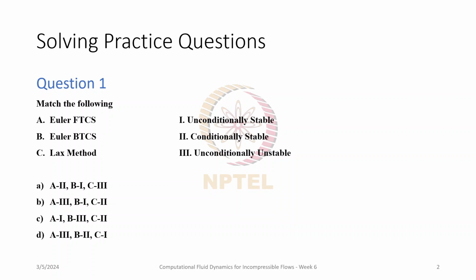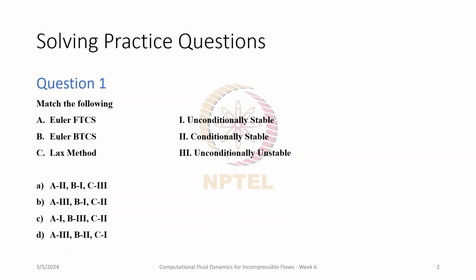So you have to match them with the items on the right hand column, which is regarding the stability of those numerical schemes. The three options there are unconditionally stable, conditionally stable, or unconditionally unstable. That is always unstable, cannot be stable in any situation. So match them with each other, and once you have figured out the correct combination, you can pick options from the four available options given here. So it could be option A, A2 B1 C3, or A3 B1 C2, or A1 B3 C2, or A3 B2 C1.